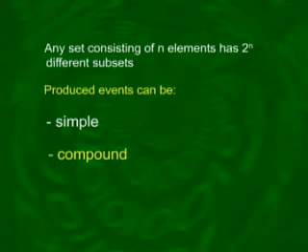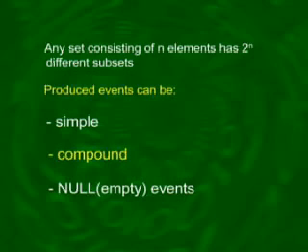Now, the next point to understand is that any set consisting of n elements has 2 raised to n possible subsets. And so, in the context of a sample space consisting of n sample points, we can say that it produces 2 raised to n different subsets, or in other words, events, some of which are simple, some are compound, and also one of them is the null set.